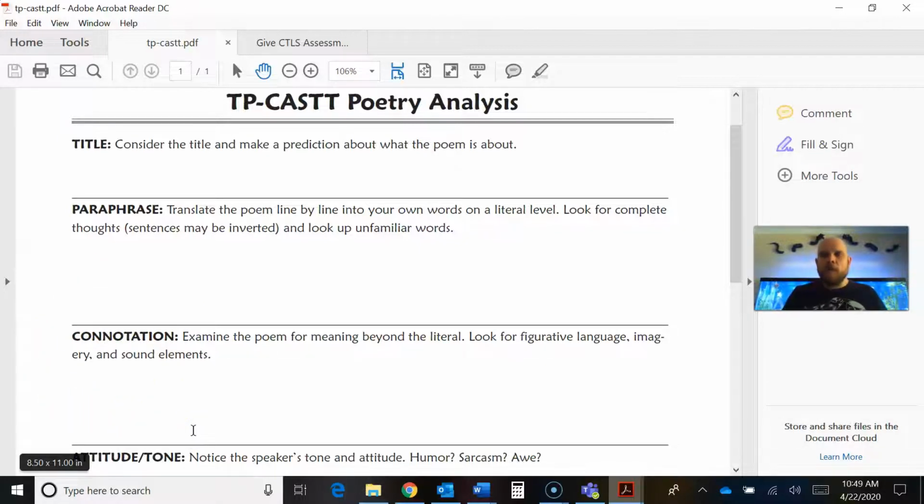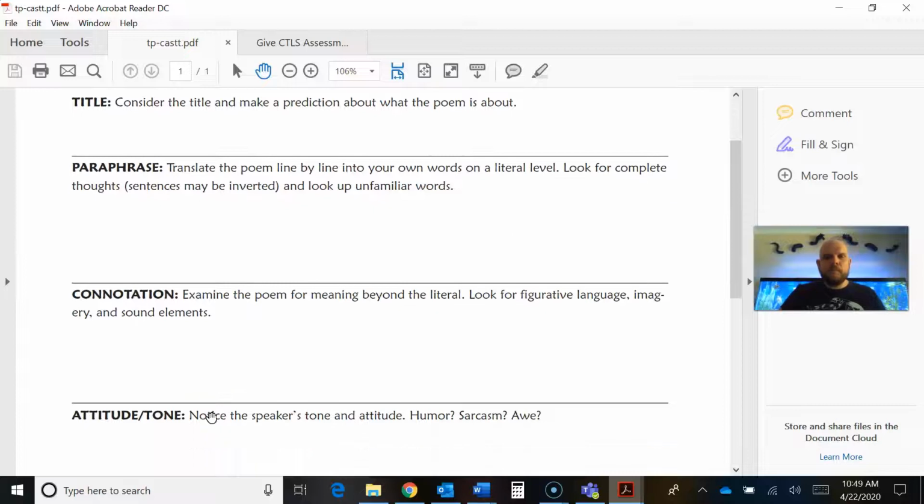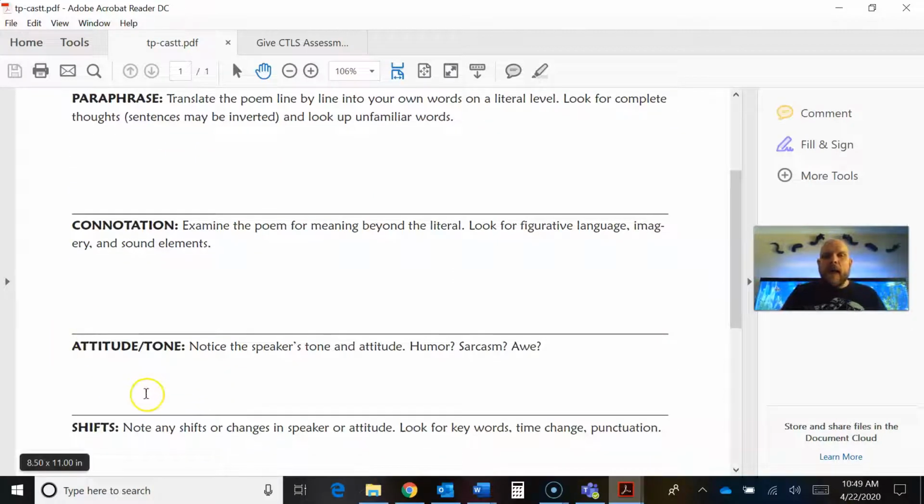Okay? That's where you're looking at what it means beyond the literal. So paraphrase is the literal. Connotation is beyond the literal. Okay? The A stands for attitude or tone. What is the speaker's tone? Not the poet, the speaker, the person speaking the poem, which is not necessarily the poet. Sometimes it is, but it's not necessarily the poet.